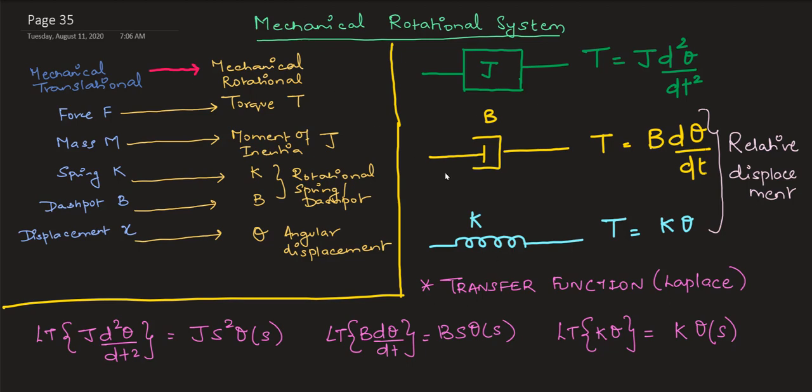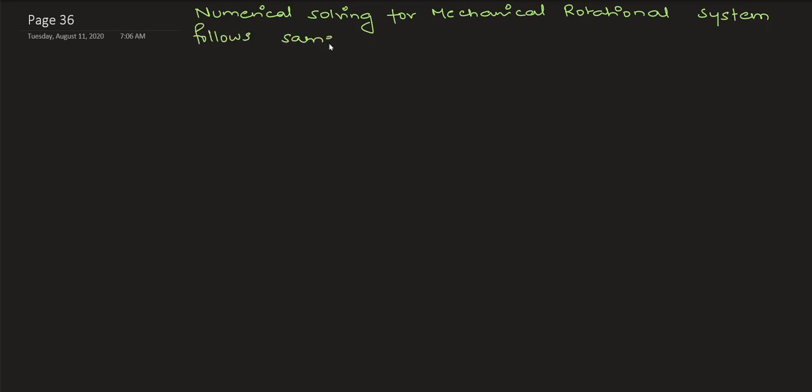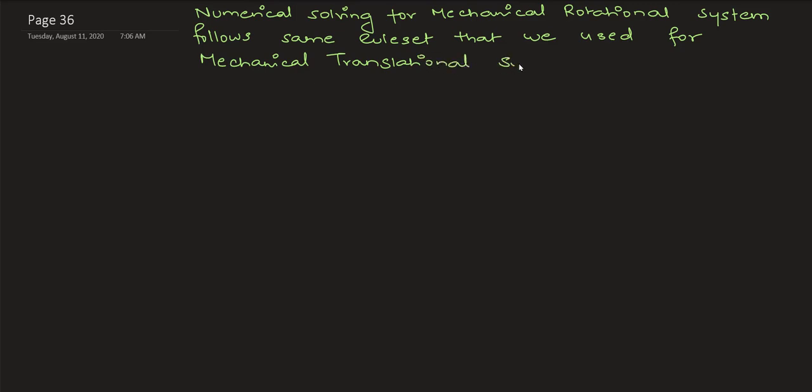The rule sets that we have followed in the mechanical translation system, the same rule set applies to mechanical rotational systems also. So you don't have to take much strain in learning these mechanical rotational systems. Let us see how these behave and how we can compute your transfer function. We'll do so by taking a numerical example for a mechanical rotational system and doing the same steps using the same rule sets. That is what I have written here. So it follows the same rule sets that we have used in mechanical translational systems.